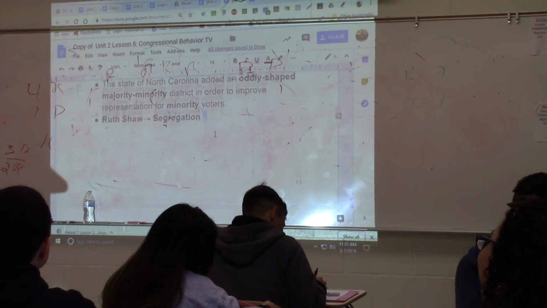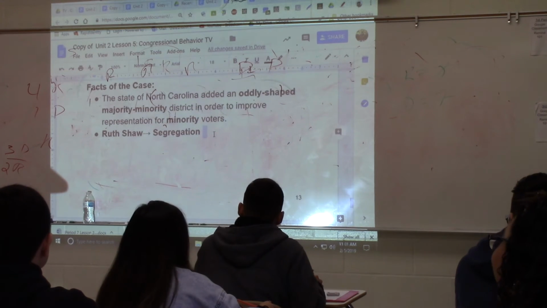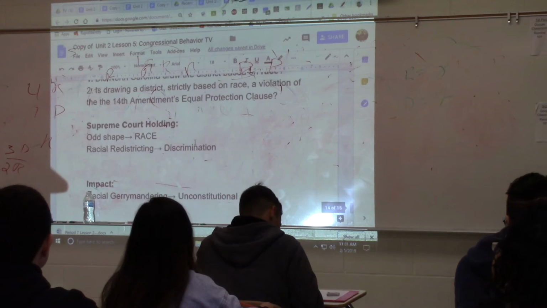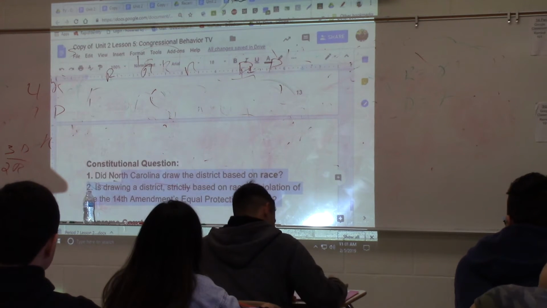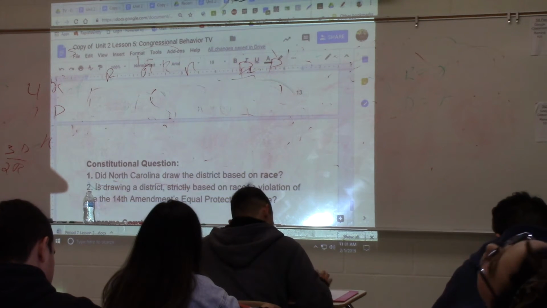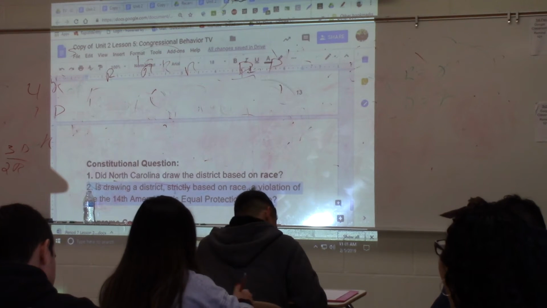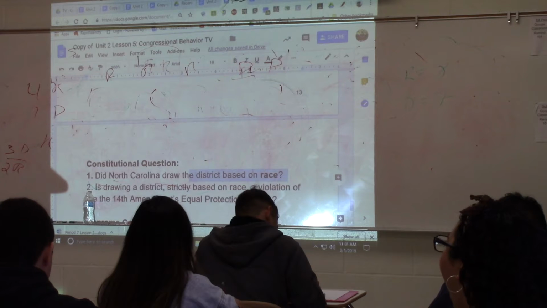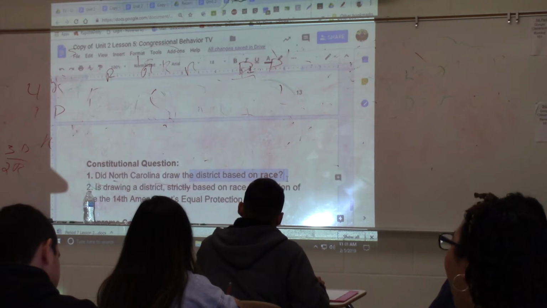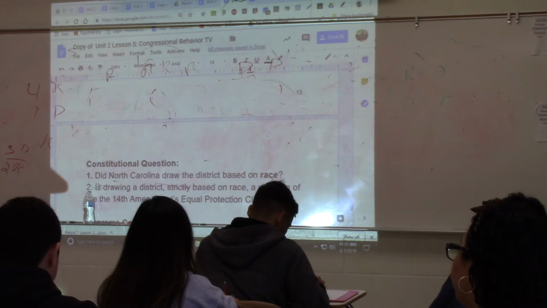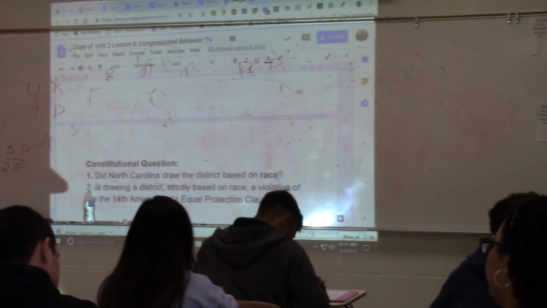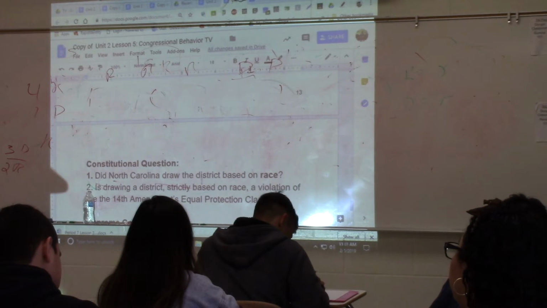That's not the intention. They didn't want to get in trouble. But here's what the Supreme Court has to answer. Did North Carolina draw the lines based on race? Number one, North Carolina said no. The Supreme Court is going to decide otherwise. And even if they did, is that a violation of the 14th Amendment's Equal Protection Clause? If they did draw the lines based on race, is that the state discriminating on its own citizens? Those are the two questions they need to answer.